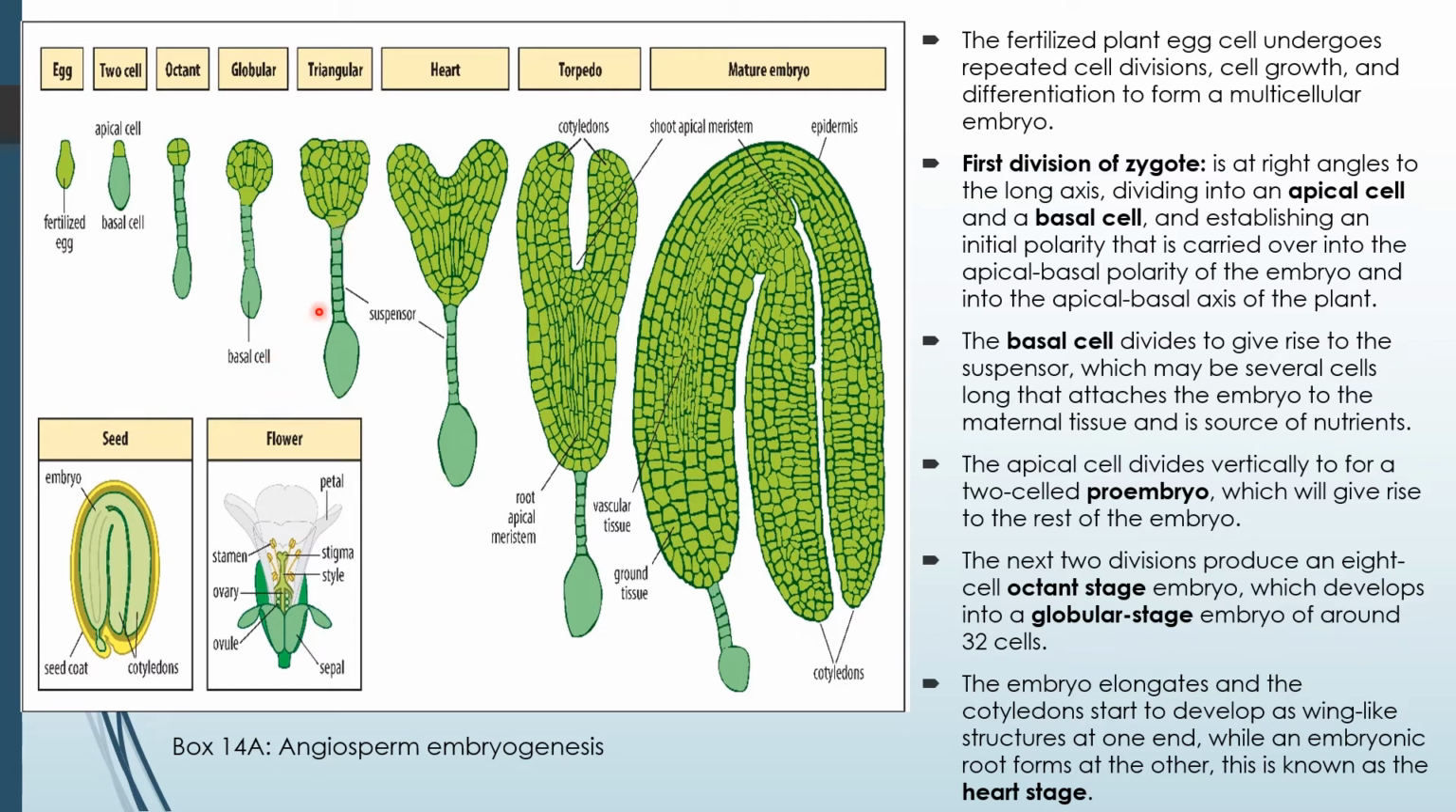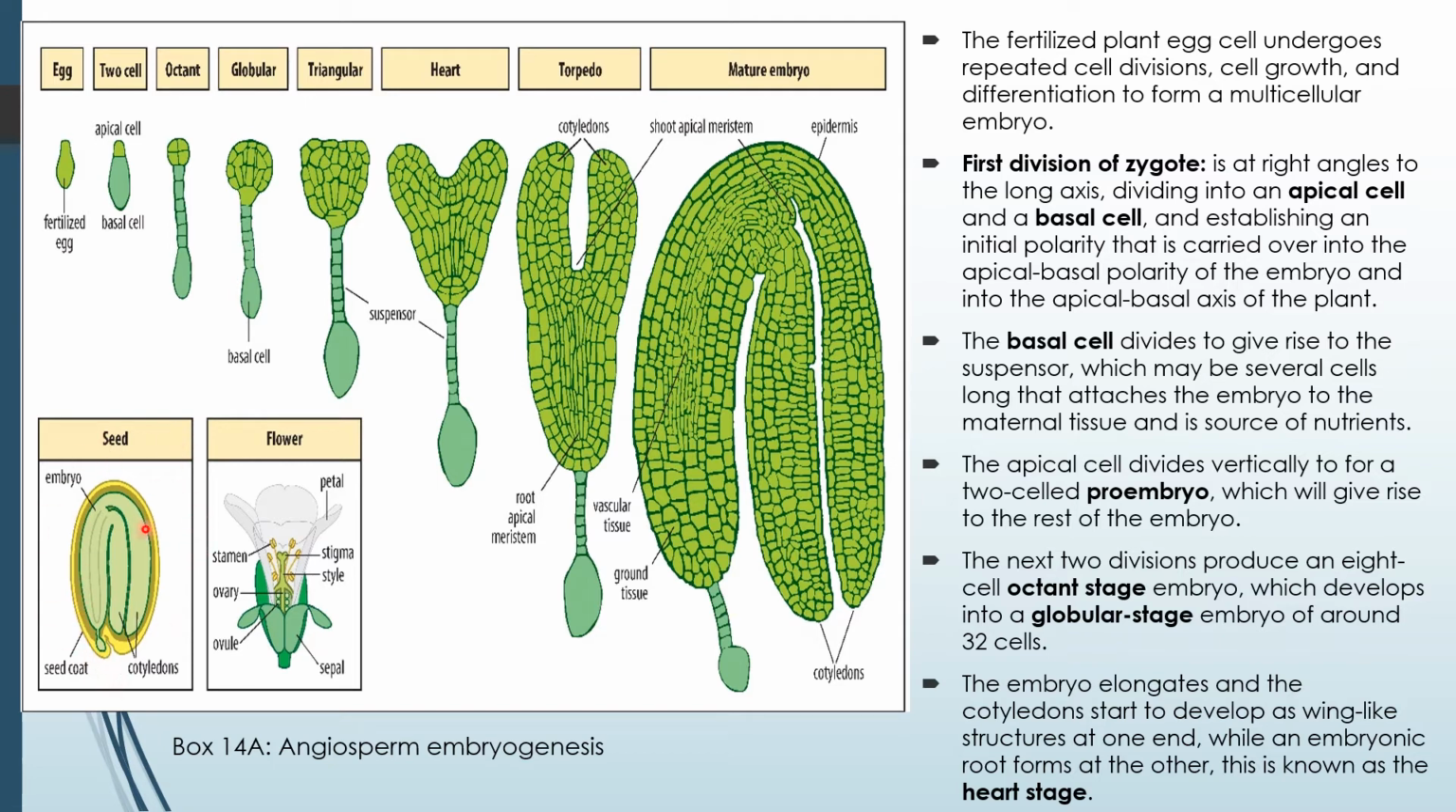Okay, so ito, magiging triangular pa siya. So humahaba din yung mga suspensor, depending nga on the number of the suspensor cells, and then magiging siyang heart shape or heart stage, and then eventually magiging torpedo yung shape niya, and then magiging mature embryo. So ganyan yung life cycle ng embryo ng Arabidopsis.